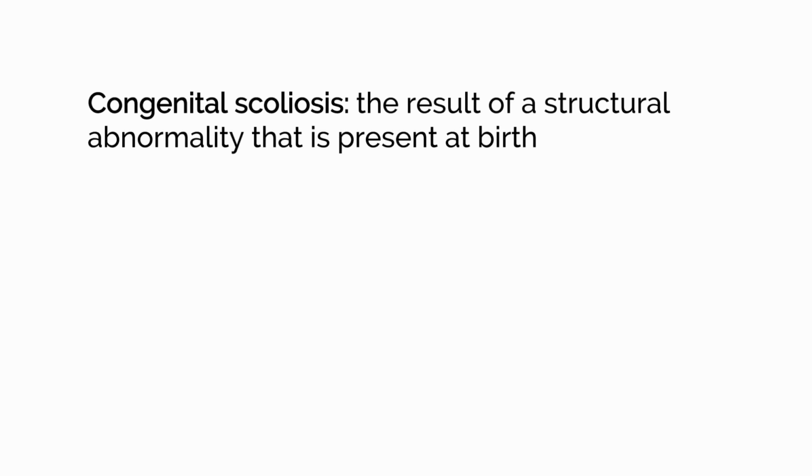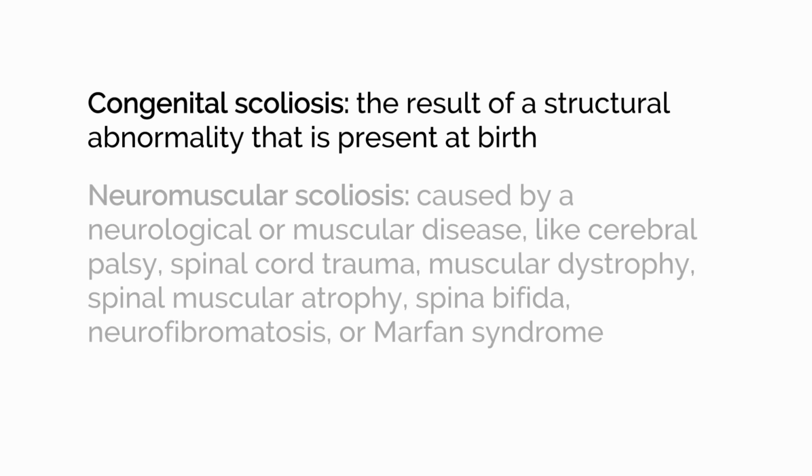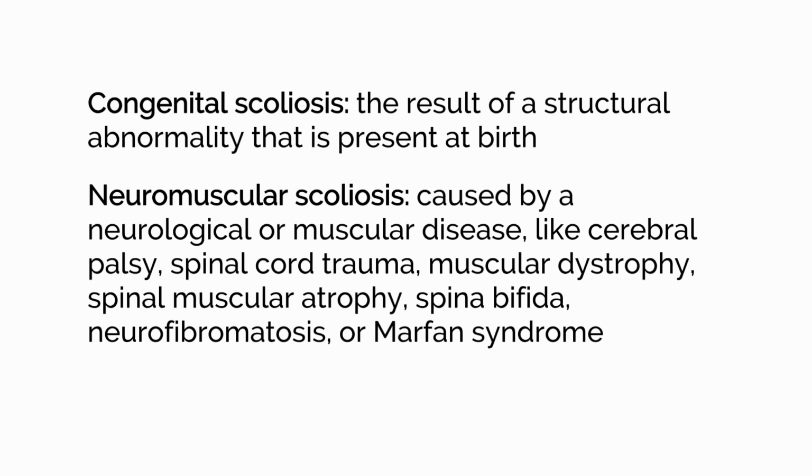Now, there are different causes of scoliosis. Some cases are congenital, which means that the scoliosis is a structural abnormality that's present at birth. Other cases are classified as neuromuscular. In these cases, the scoliosis is caused by a neurological or muscular disease like cerebral palsy, spinal cord trauma, muscular dystrophy, spinal muscular atrophy, spina bifida, neurofibromatosis, or Marfan syndrome.